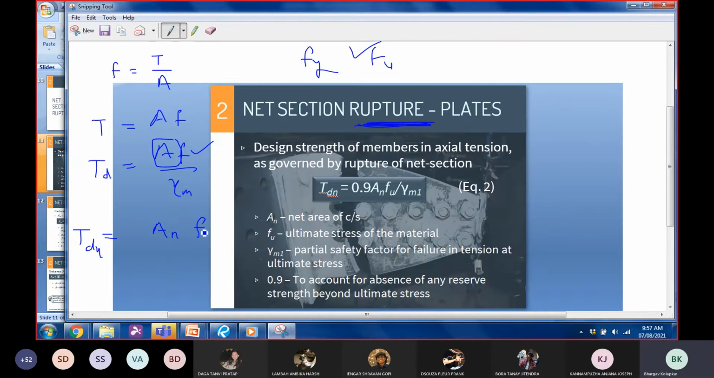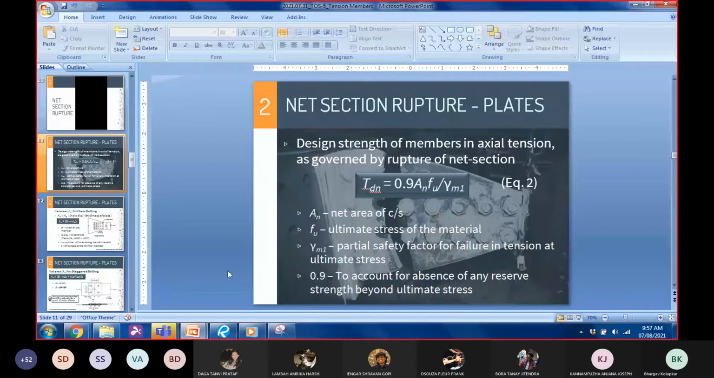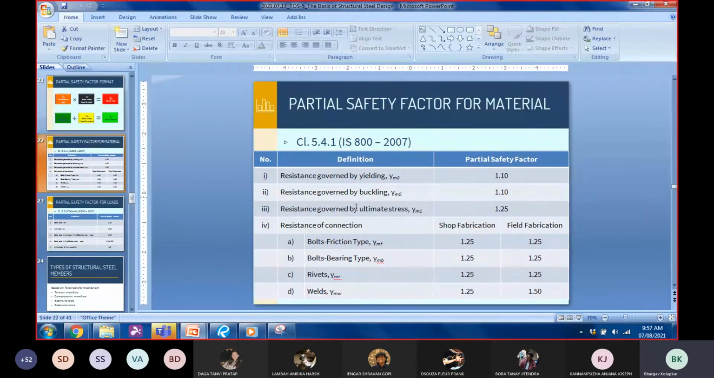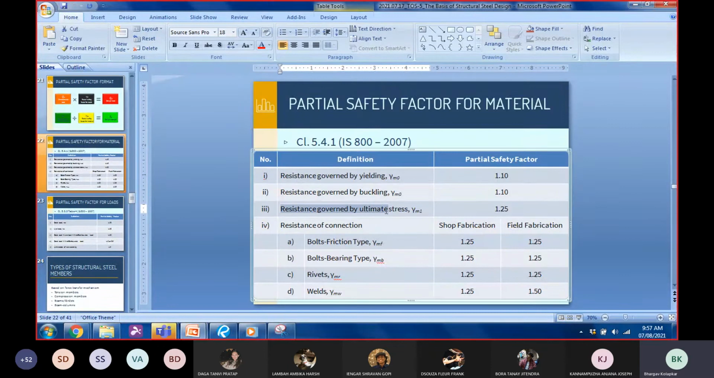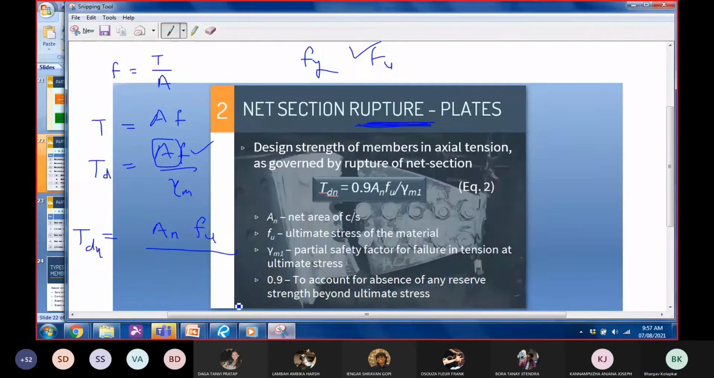So this is An into Fu upon partial safety factor. Now, if we go back to this, the resistance governed by ultimate stress is gamma m1, which is equal to 1.25. This is gamma m1. Previous one was gamma m0. So this is the partial safety factor for failure in tension at ultimate stress.